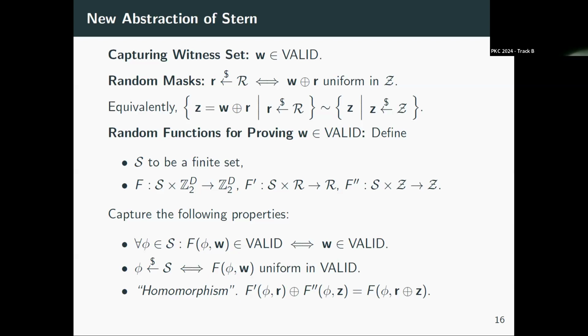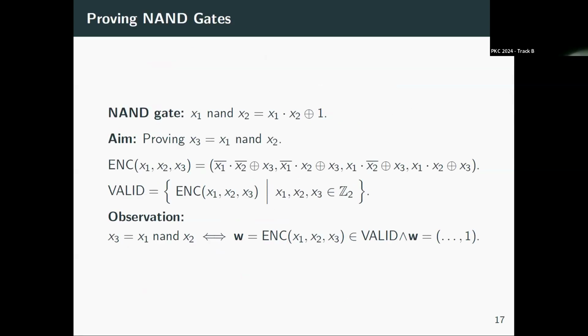And second, whenever phi is sampled from some finite set S, then the function f with respect to phi and W is uniform in the set valid. And for homomorphism, we also need to show that the homomorphism is satisfied. So here f prime with respect to R and f2 prime with respect to R, when taking the sum, is equal to f with respect to R plus Z. So we apply this generalization to proving the NAND gate.